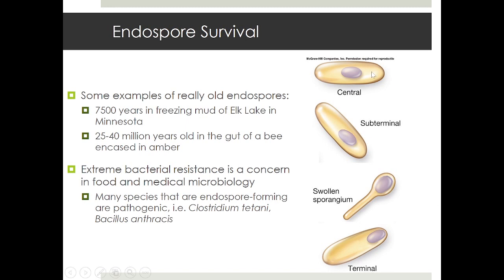We also have a lot of different nomenclature depending on what part of the cell that the endospore forms in. They have different names. So you have central, obviously, which is in the middle, subterminal, which is kind of toward one end but not quite there, and then you've got swollen sporangia and terminal.